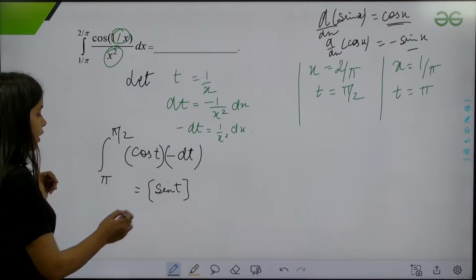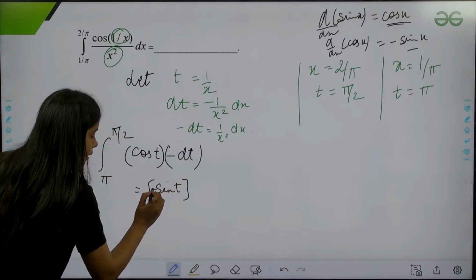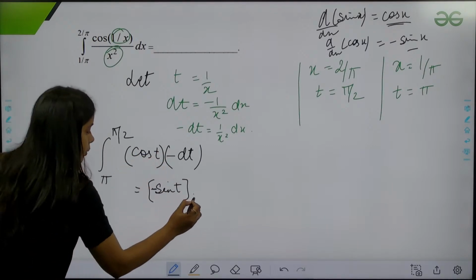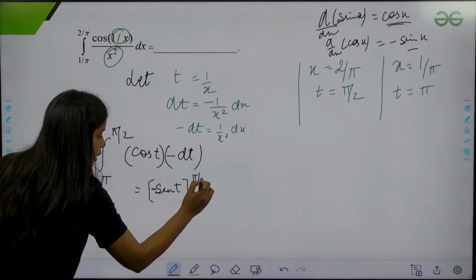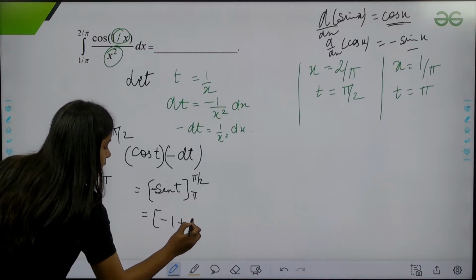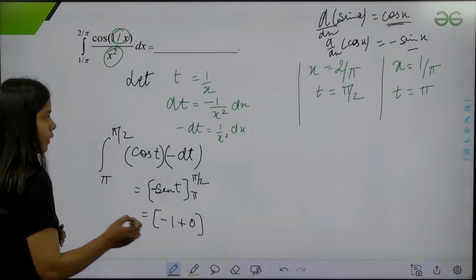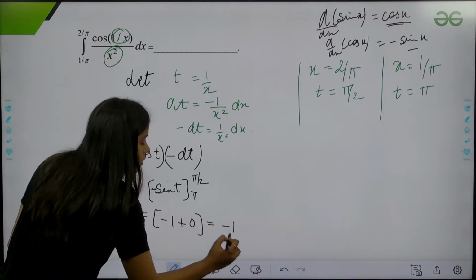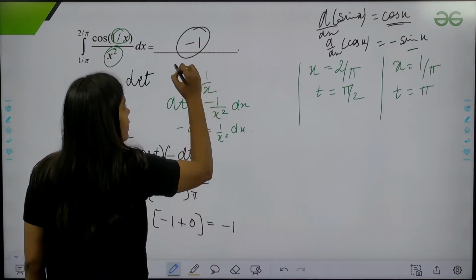Okay, so integration of sin t, and this minus sign, minus dt, right? From pi to pi by 2. So let's put in the values: minus sin pi by 2 minus sin pi, minus minus is plus, and sin pi is 0. So we'll get the value of the integration as minus 1. So here minus 1 is my correct answer.